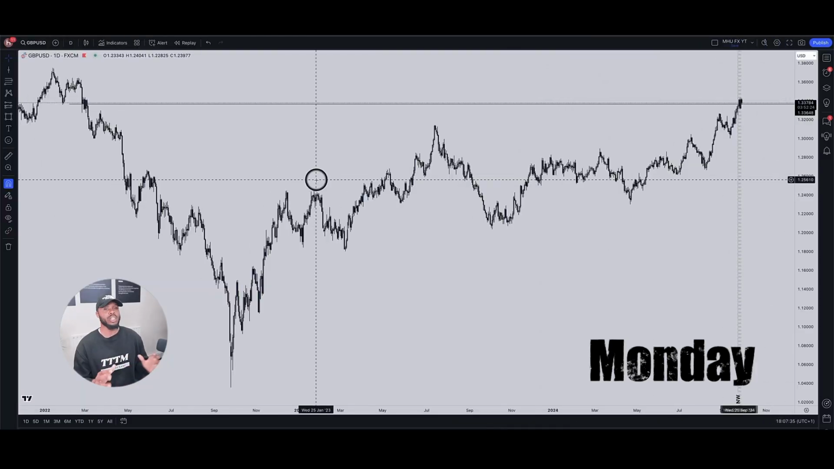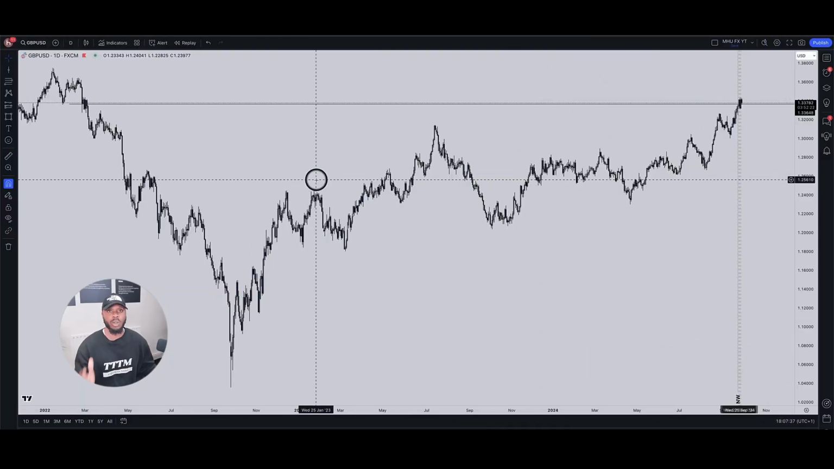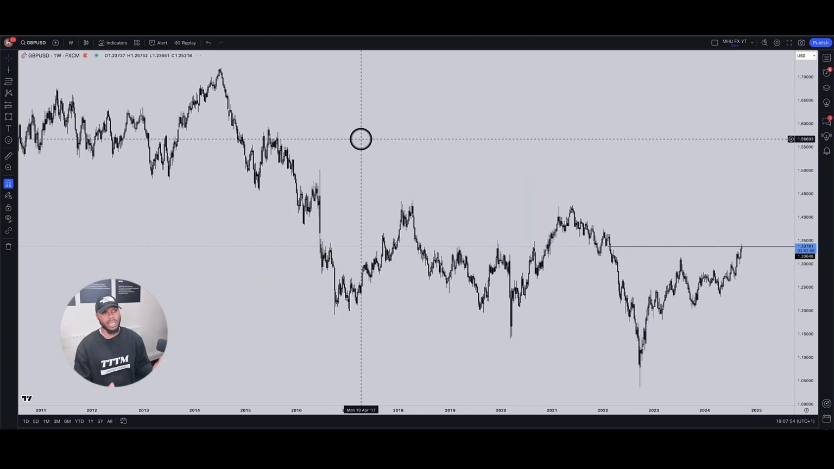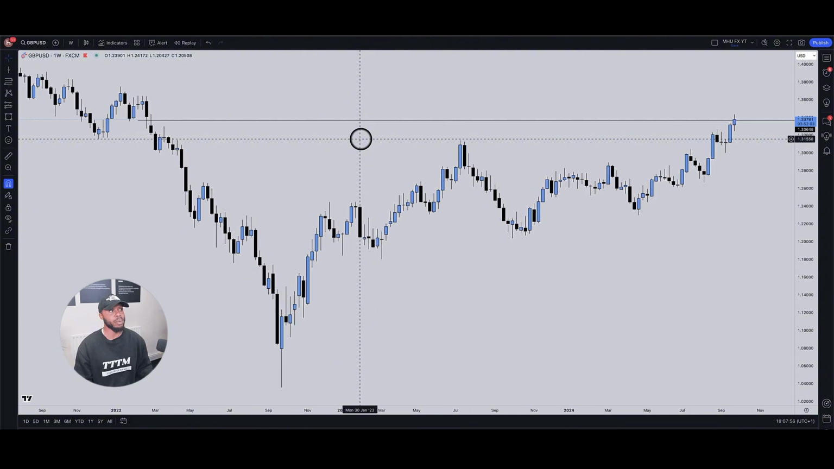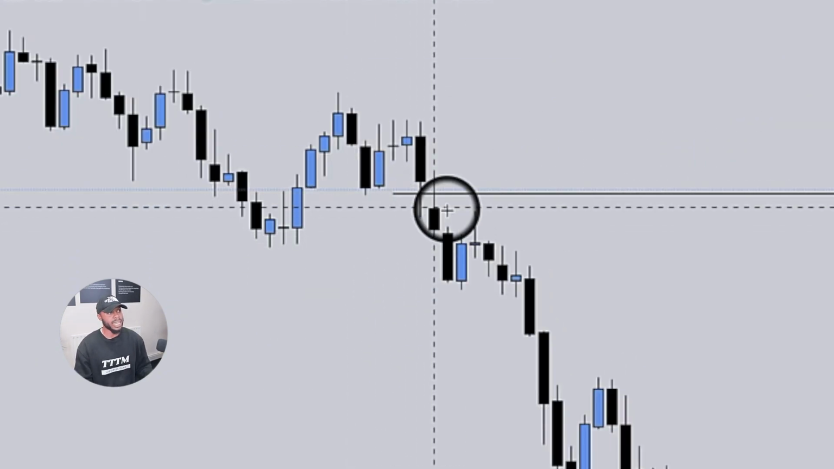What I'm going to do is I'm going to show you a whole week of trading on GBP USD using this one key concept that I love to see when it comes to trading. Let's go to the weekly time frame, because this is going to be of some importance to you guys for now. You can see here that there's a little gap in here.